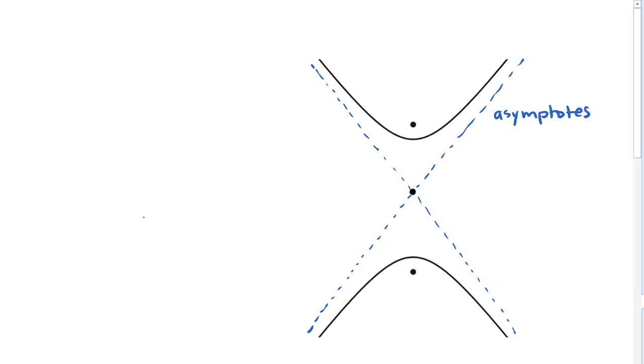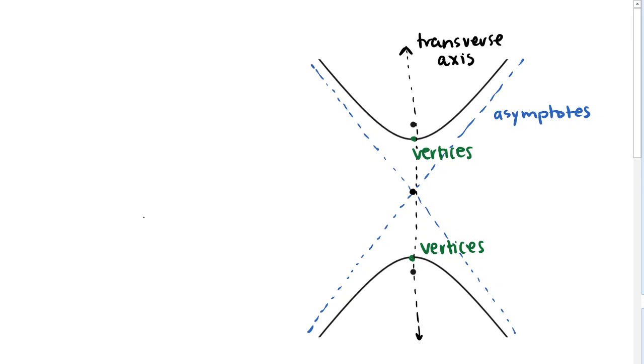Every hyperbola also has a center. The two asymptotes cross at the center point, and this center is right in between the very tips of the two branches of our hyperbola. We should also talk about these points here, the very tips of these two branches. These are called vertices. So this is also a vertex. And then the line that goes through both of the vertices and the center is called the transverse axis. I don't know how much we'll use this term, but it is worth knowing. So the transverse axis is the line that goes through both of the vertices and the center.